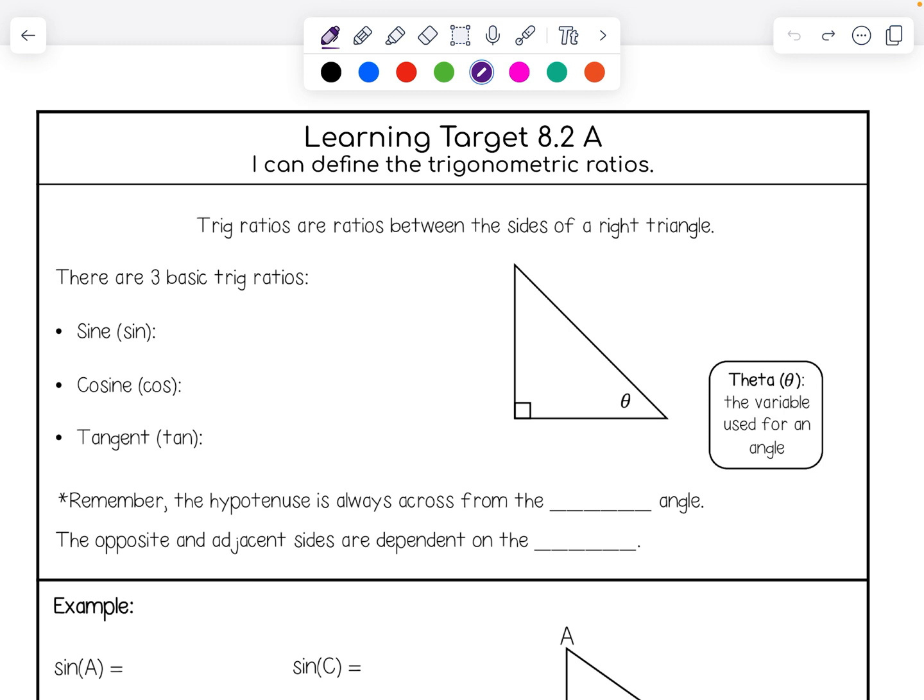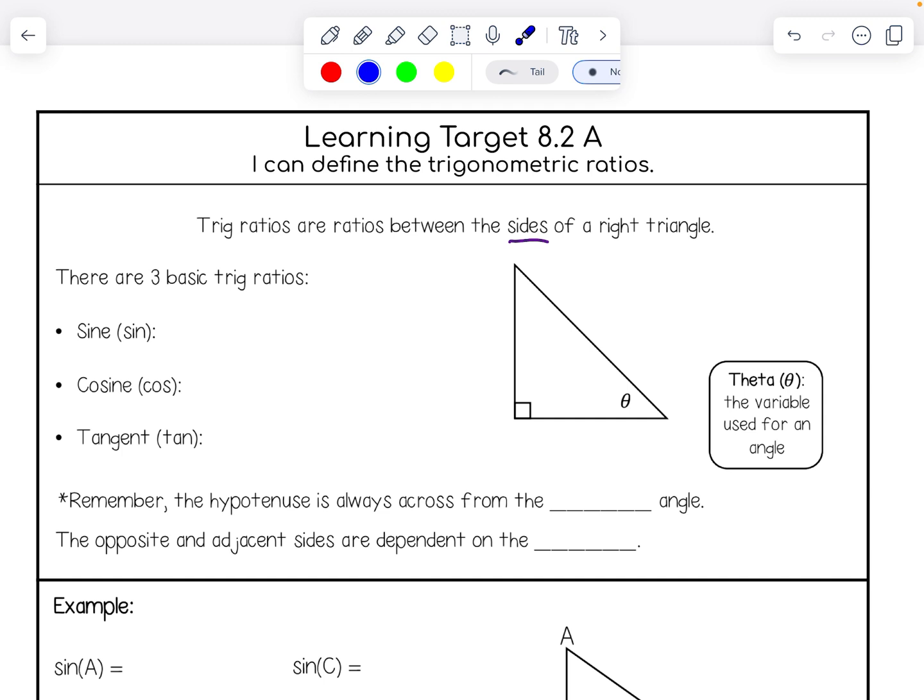So if you take a look at this first picture here, trig ratios are the ratios between sides of a right triangle. So that's really important. We're going to be focusing on sides right now. Then you're going to see a new symbol down here called theta. That is just representing this angle that we want to find. It looks like a zero, but it's called a theta.